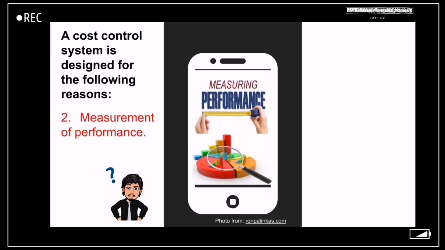As measurement of performance. So, any cost over which management has a direct influence must have its own standard. So, yun nga yung sinet natin kanina sa first step. And be clearly stated. So, normally, this measurement of performance is usually a quantitative figure. So, it can be percentage, amount, ratio, cost per unit, etc. Next.